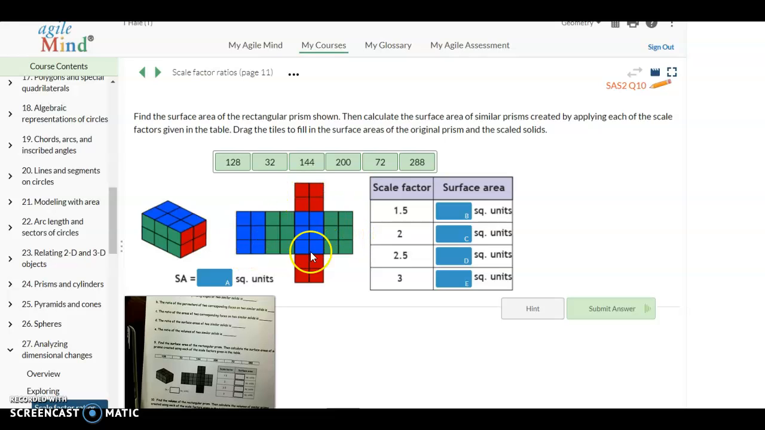We have 2 that are 2 by 2. 2 times 2 is 4. 4 plus 4 is 8. So we have 24 plus 8, which is a total surface area of 32. So our surface area is 32.